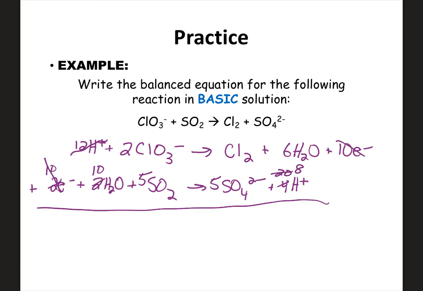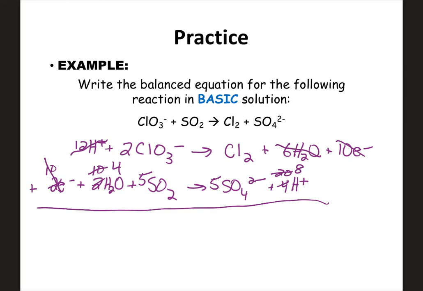10 waters on the bottom, 6 waters on the top right. They're on opposite sides here. So all of these waters are going to be gone, and the 10 is going to become 4. All right, so I canceled out what I could on opposite sides. Now I'm ready to total this up here.